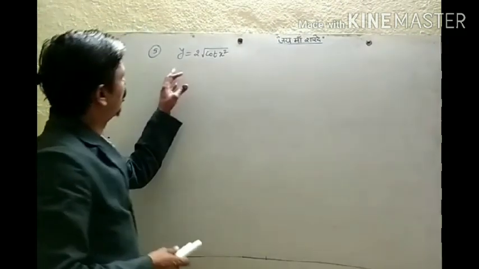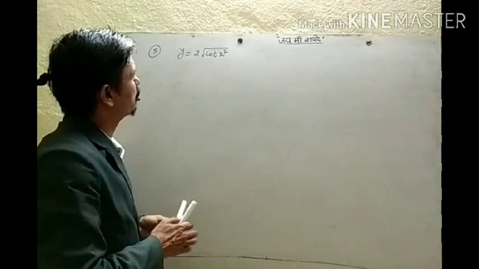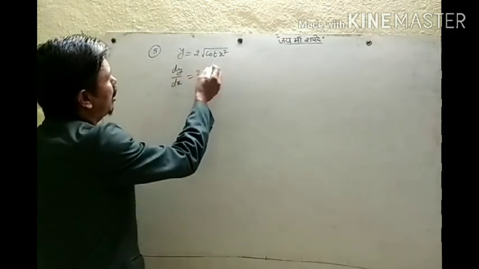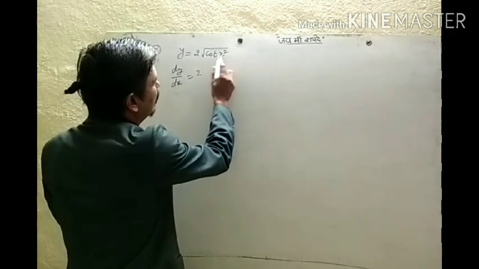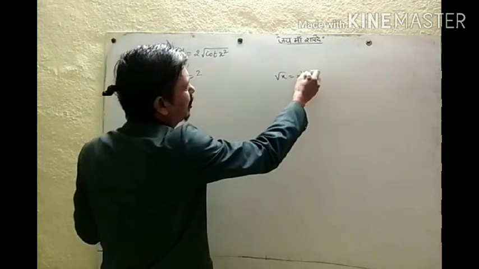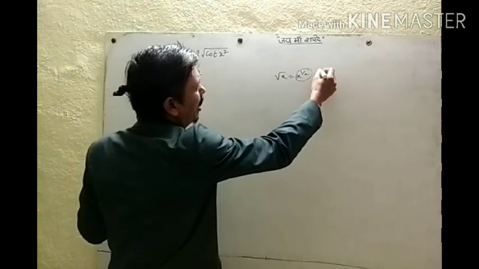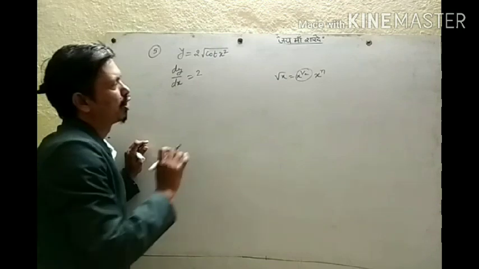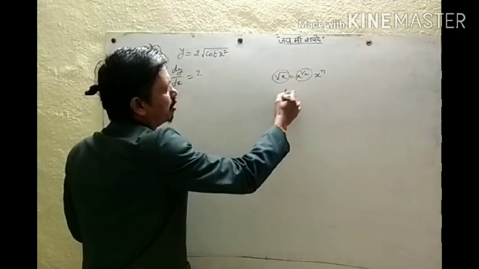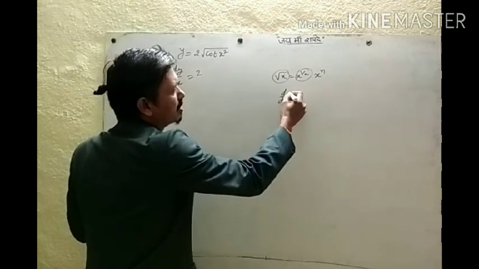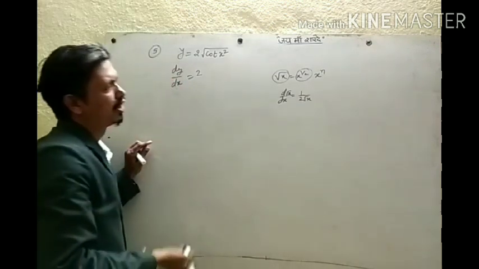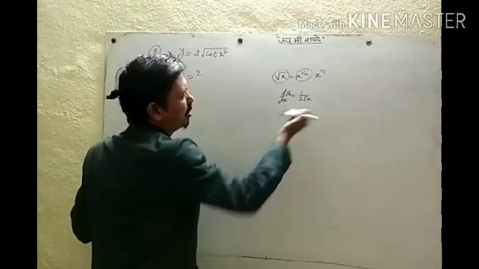Now let's see the derivative of twice the root of cot x square. The given function is in the form of root x. Root x means we can write x to the power half. It means the function is in the form of x to the power n. So you have to apply the formula of x to the power n, or just the root x derivative. Derivative of root x is 1 upon 2 root x.